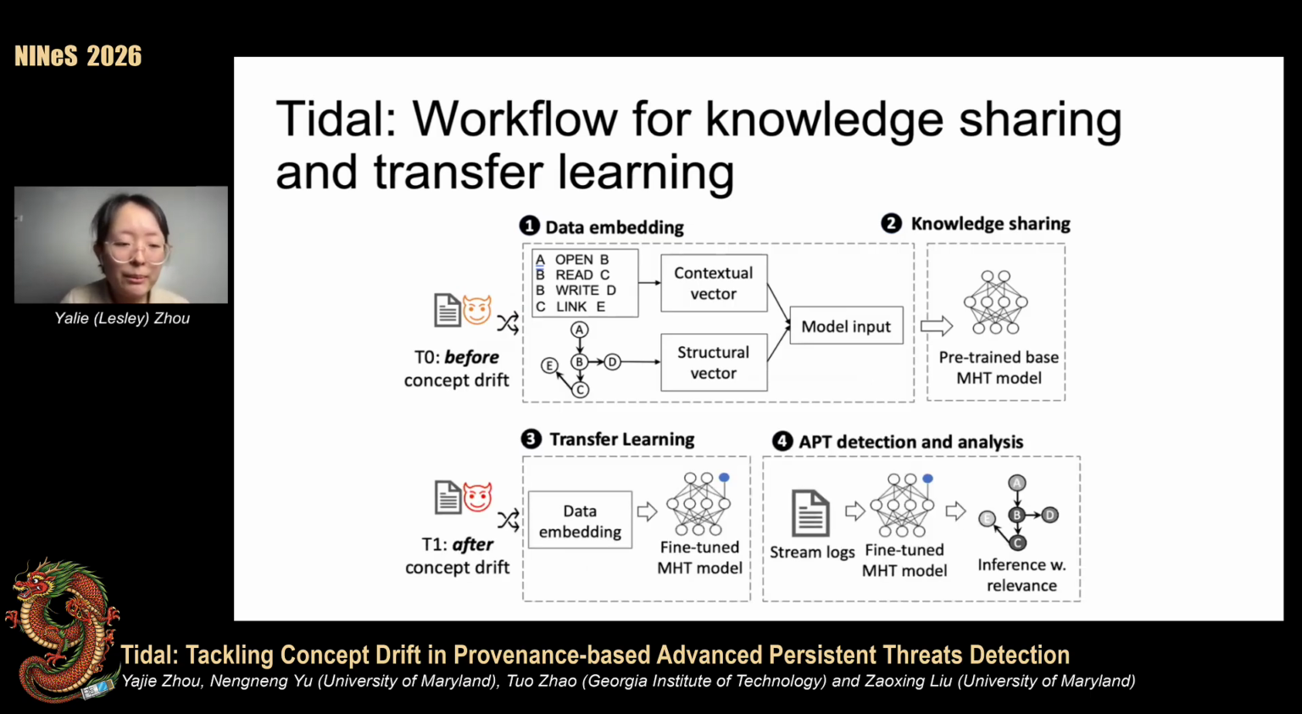And then at timestamp T1, when the concept drift happened, we then use the newest data after data embedding to fine-tune this multi-head transformer model. And here, importantly, we create a new head to fine-tune on this attack for the transfer learning. And then in the end, when the new logs are coming at the detection stage, the fine-tuned model will be deployed and tell you what the anomaly detection results are.